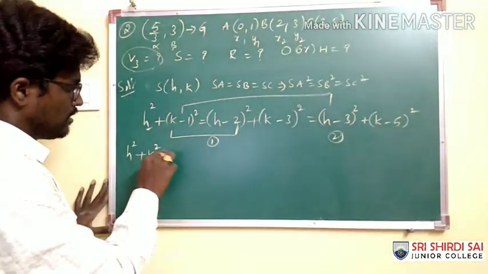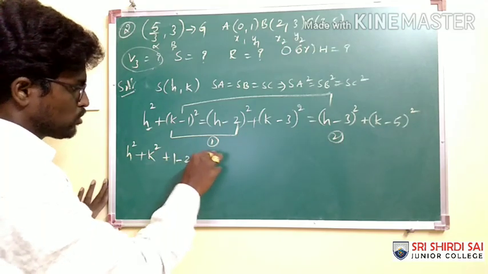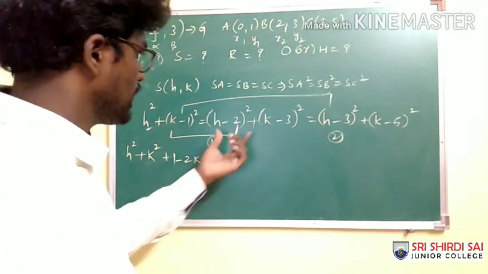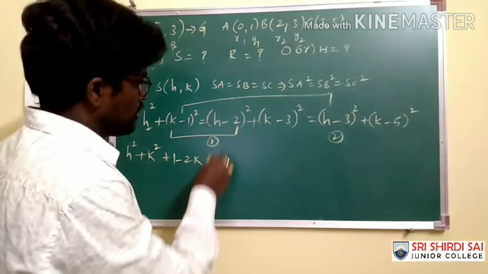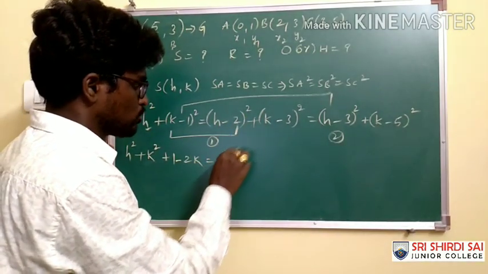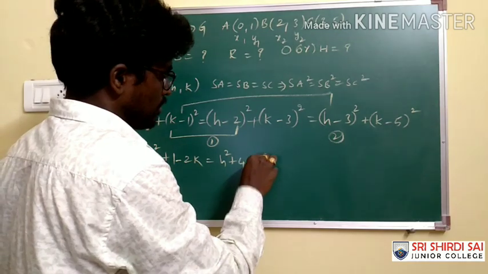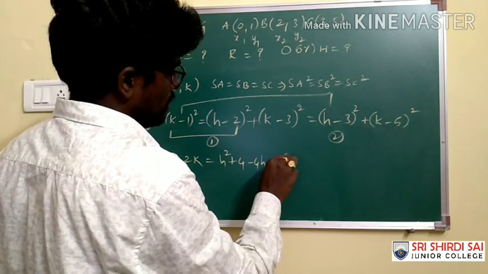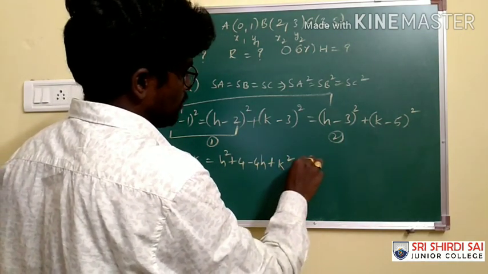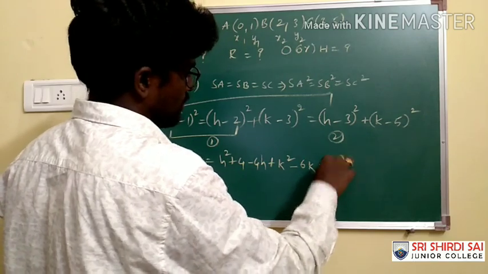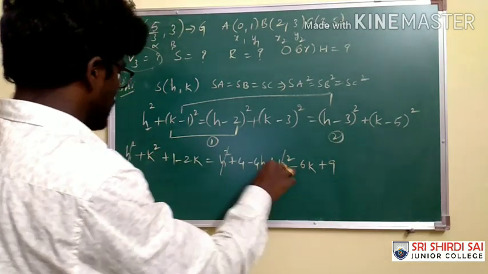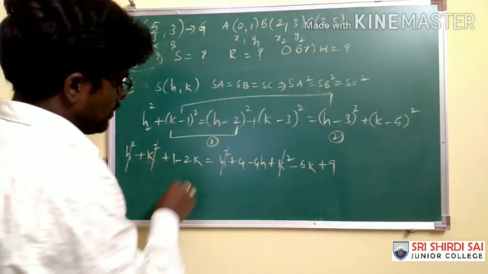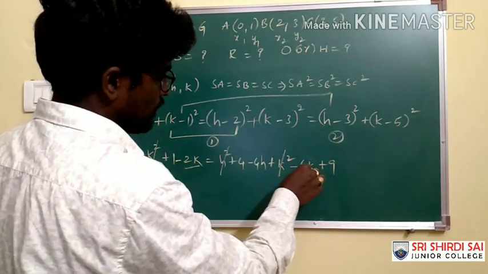k square plus 1 minus 2k is equal to, again here also we have (a minus b) whole square. (a minus b) whole square means h square plus 4 minus 4h plus k square minus 6k plus 9. h square gets cancelled, k square gets cancelled. We have minus 2k and here we have minus 6k.